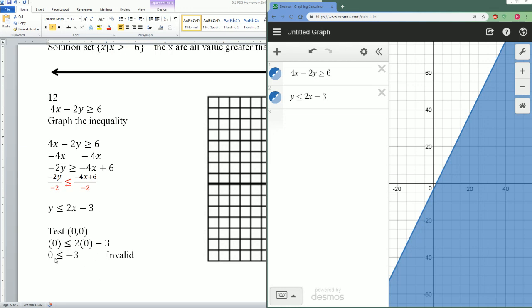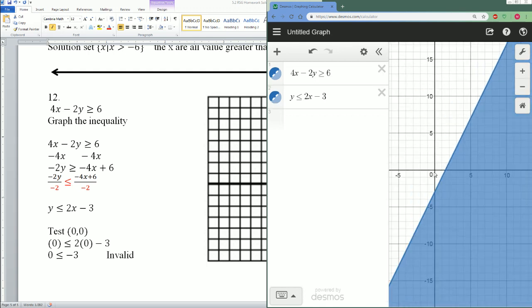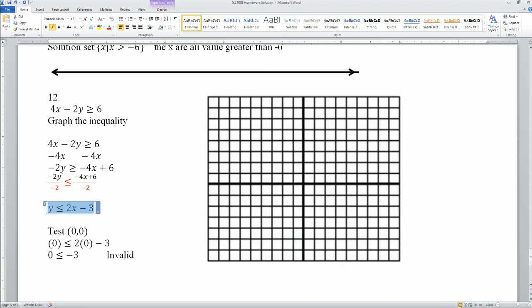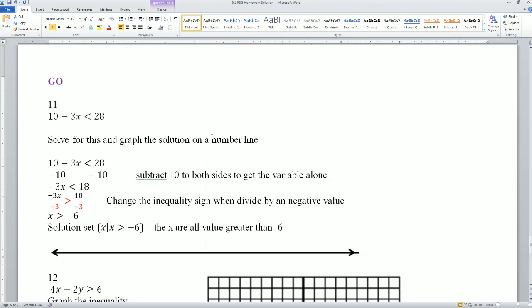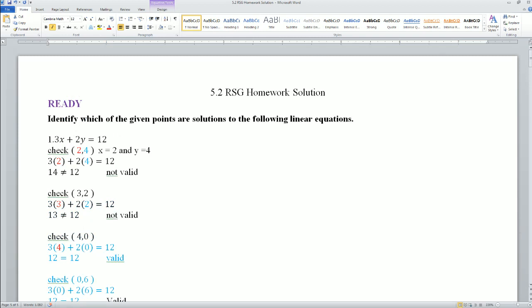And again, you're testing 0, 0, right? You see how 0, 0 is right there? Right? And it's invalid, so you're shading on the side of truth. So either way, that would be the correct answer, okay? Again, you're allowed to be using decimals on the tests, right? So just use that. Alright, so there you go. That is all your solutions for the 5.2 Ready, Set, Go homework solutions.